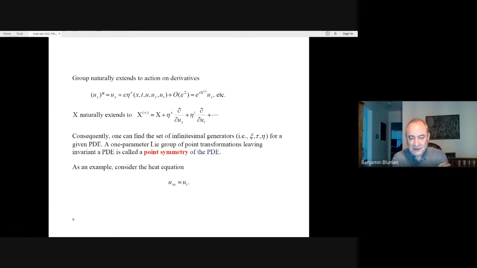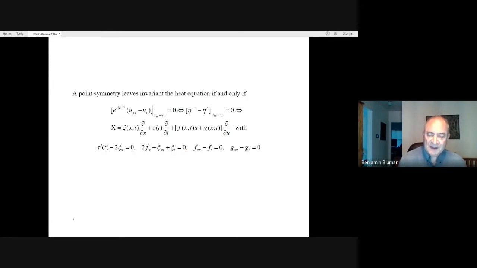And a one-parameter Lie group of point transformations leaving invariant a PDE is called a point symmetry or Lie symmetry of the PDE. So as an example, I'm going to consider the heat equation, u_xx = u_t. A point symmetry leaves invariant the X infinity that I have showing on this slide. It's just meaning that you can extend the generator on and on to any number of derivatives. It becomes what I call X when it acts on the independent variables and the dependent variables. It's X1 when it acts up to the first derivatives, etc.